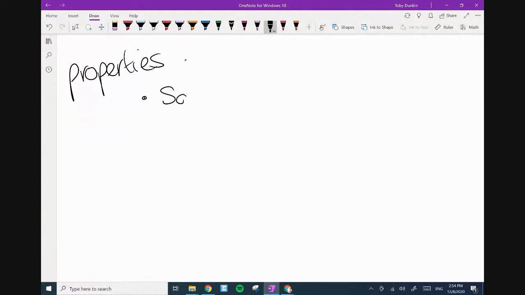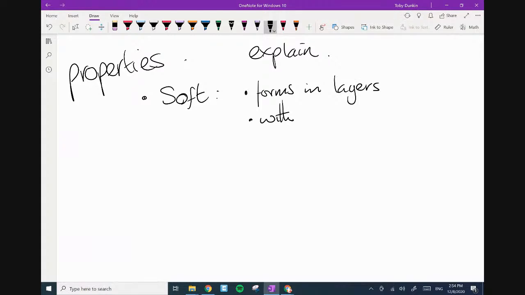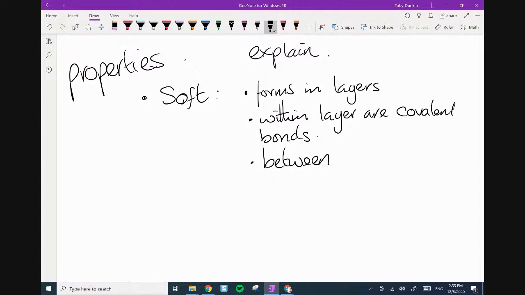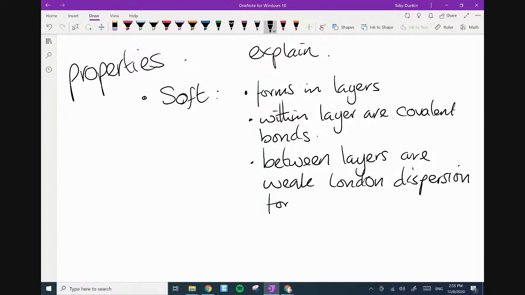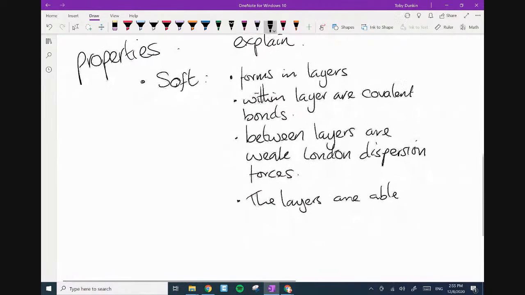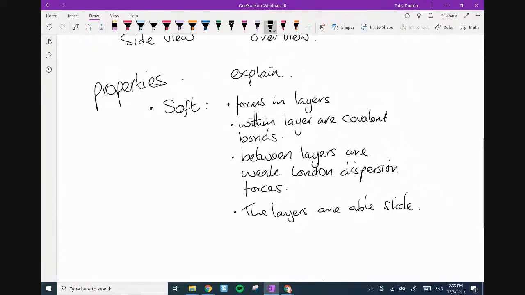Number one, it is soft. They're going to ask you to explain it. So bullet point number one: forms in layers. Within layers are covalent bonds. Between layers are weak London dispersion forces. They prefer London dispersion, so I'll use that one, but they will accept both, just so you know. The layers are able to slide. We're done, nice and easy. State the bonds, state which ones are weak, state that they can slide.